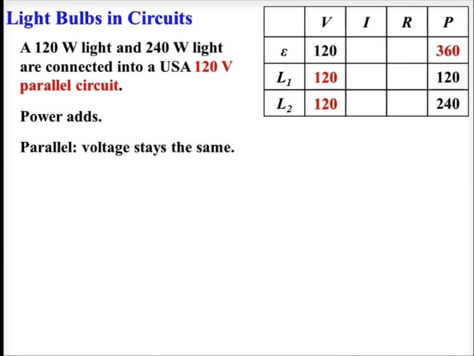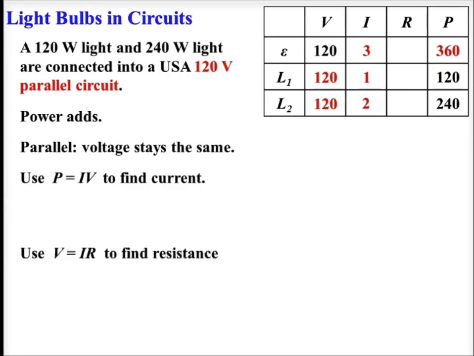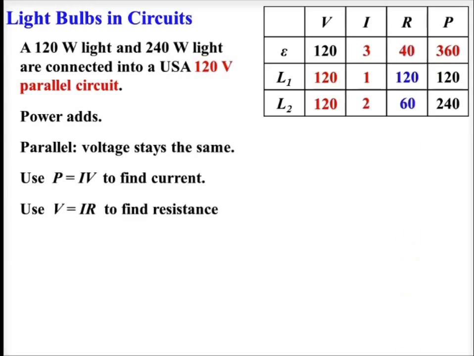Now remember, for a parallel circuit, the voltage will be the same for both of them. Remember to use P equals IV to find the current. So, power is equal to I times V, so 360 divided by 120 gives you 3. Again, if you know power and you know voltage, then you can solve the current that goes across each of the resistors.